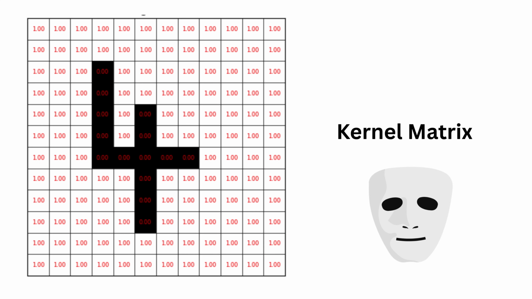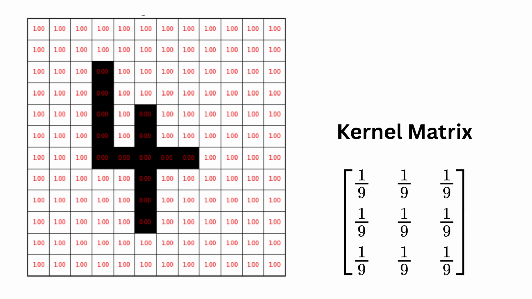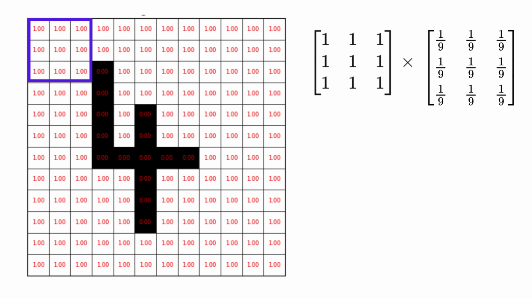A kernel, also called a filter or mask, is just a small matrix, usually 3x3, that we use to change the way an image looks. Let me explain how this works step by step. You take the kernel and place it on the top left corner of the image matrix. You multiply each number in the kernel with the pixel value that lies right under it.